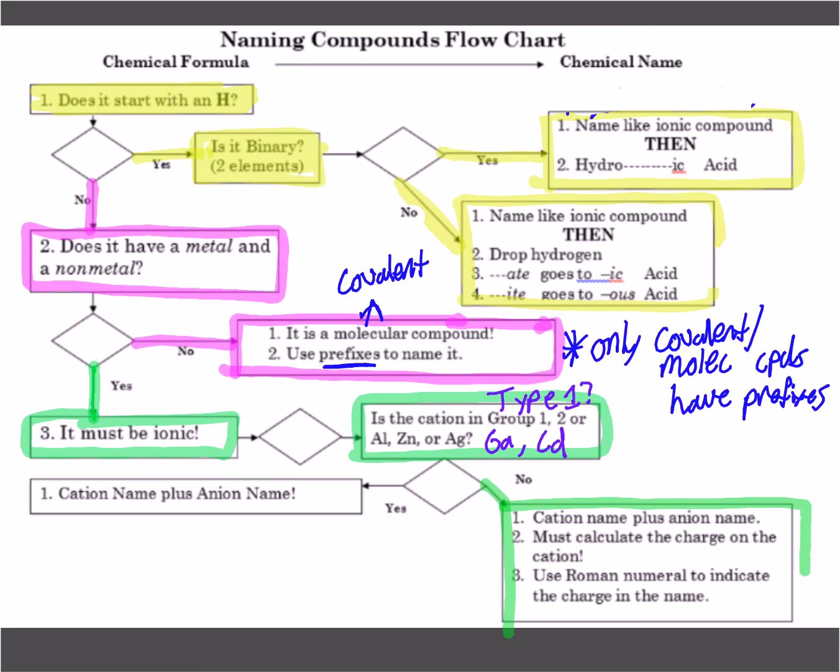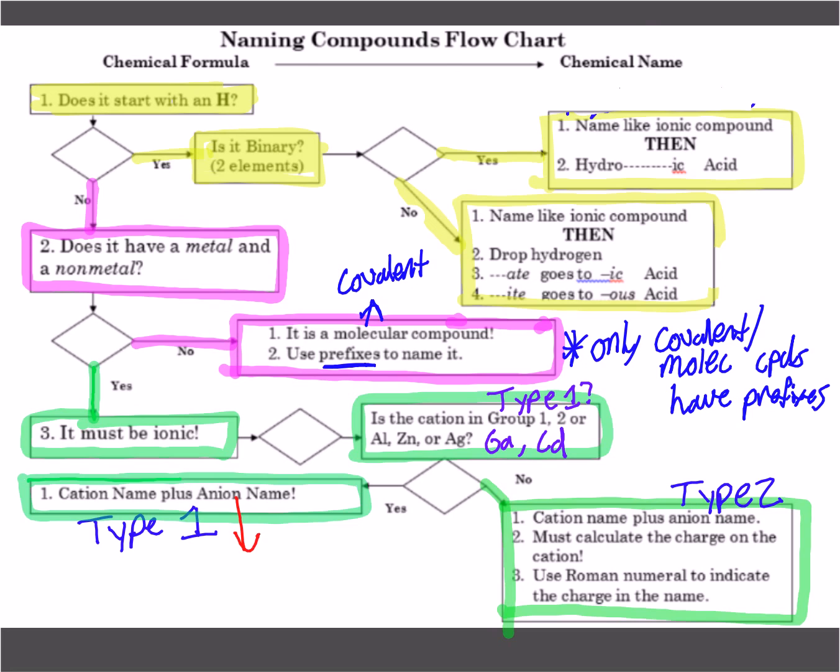it's the cation plus the anion name. We must calculate the charge because we have a type 2. So down here, guys, these are type 2. And this is type 1 over here. All right, if it's type 1, it's just the cation plus the anion name. What do we do with all anion names with ionic compounds? They become ide. So the anion name is just ide at the end. Unless it's a polyatomic. If you have a polyatomic, you just leave the polyatomic name as is.